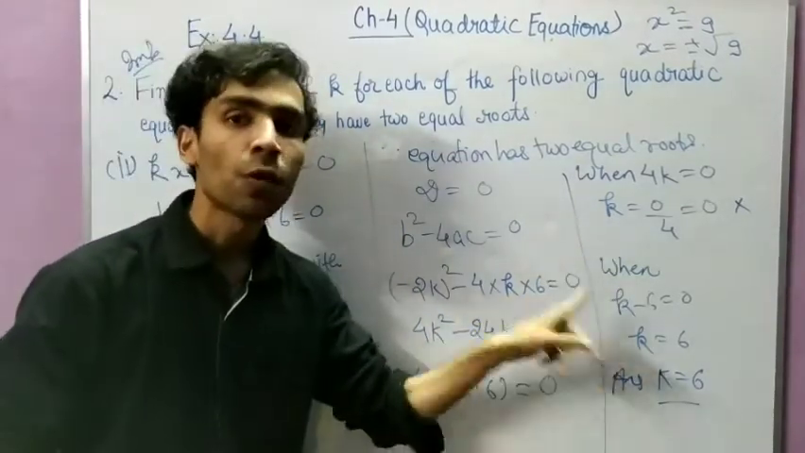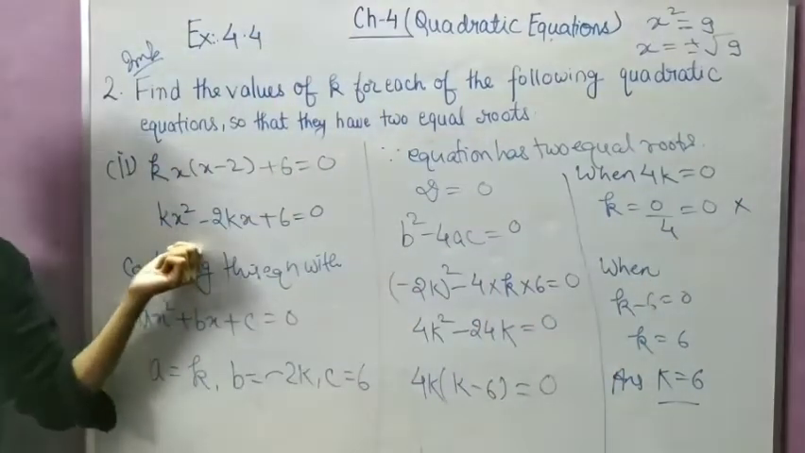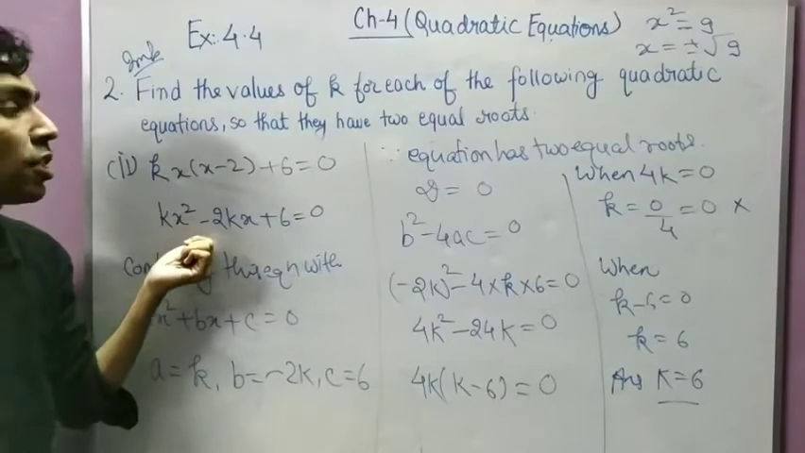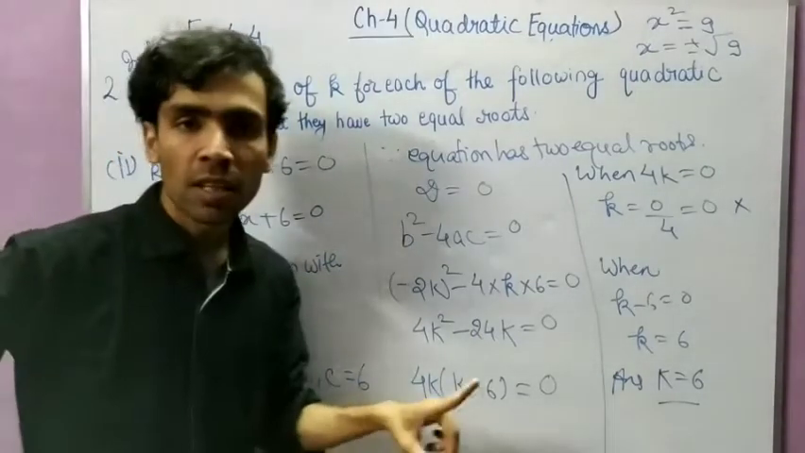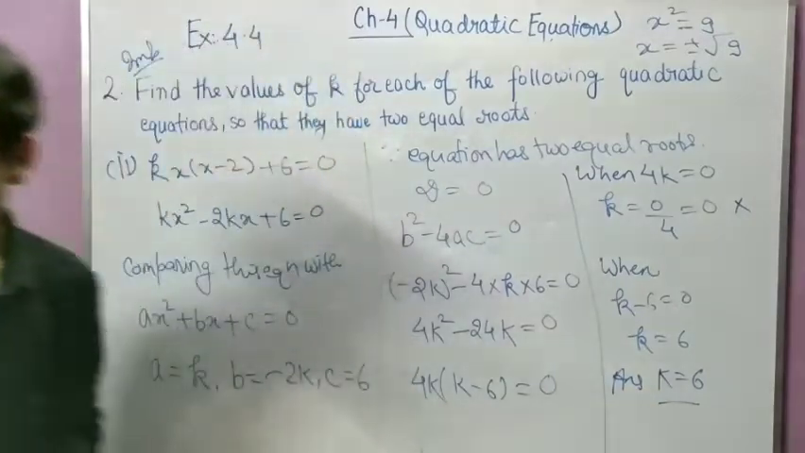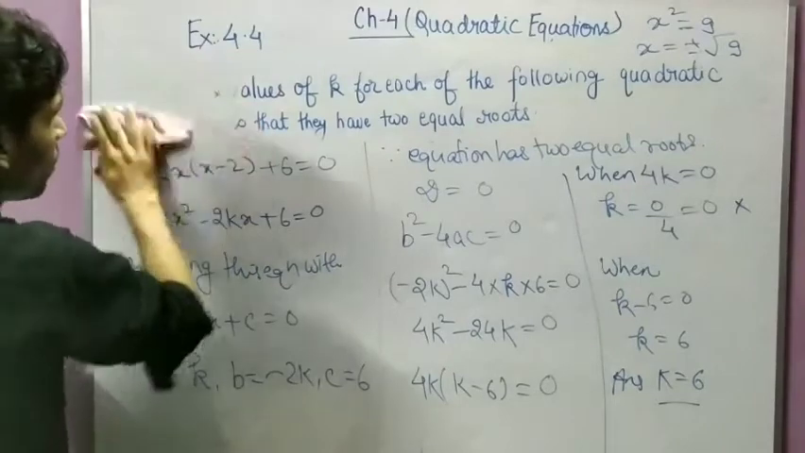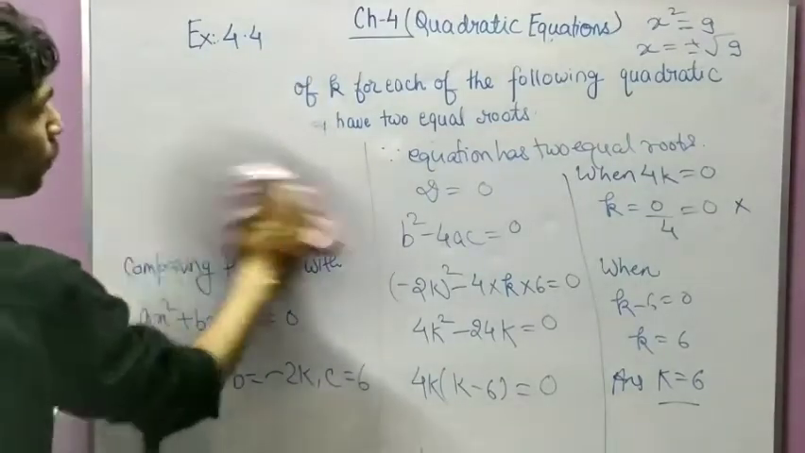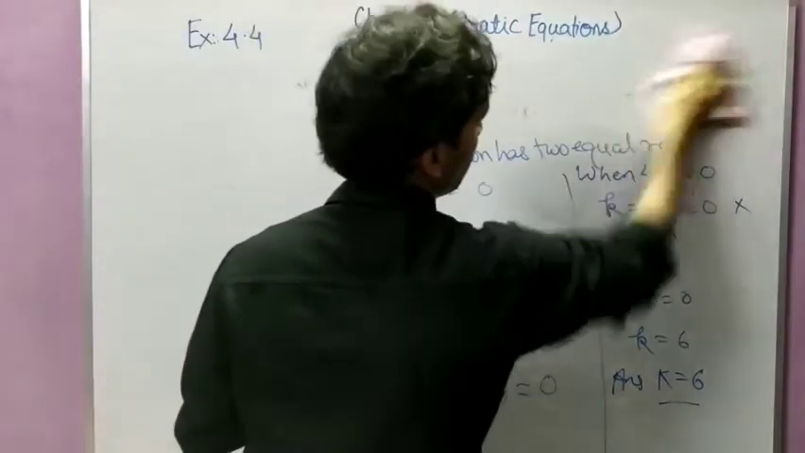but in this part we will have to take only one value of k, because when we put k equal to 0 in this equation, this equation will not remain a quadratic equation. So only one value is correct, that is k equal to 6. So by that we have finished question number 2. Now let's move to question number 3.